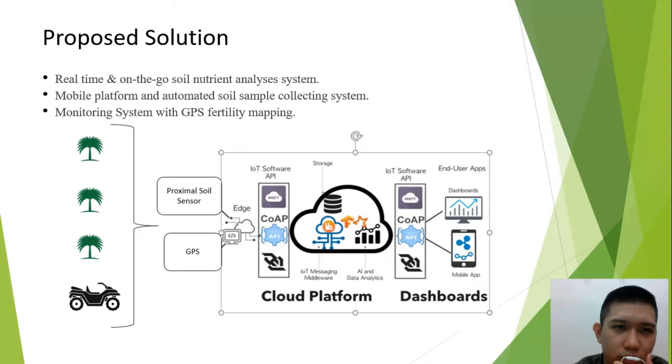So, we propose our solution, which is a real-time and on-the-go soil nutrient analysis system with a mobile platform and an automated soil sample collecting system. This system is able to monitor the condition of soil nutrients in the farm by using the ATV as a mobile platform to collect the data. The data will be combined with GPS technology and sent out to the crop service. The data can be monitored using a monitoring system such as a phone, laptop or PC.